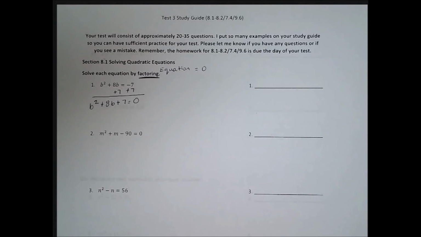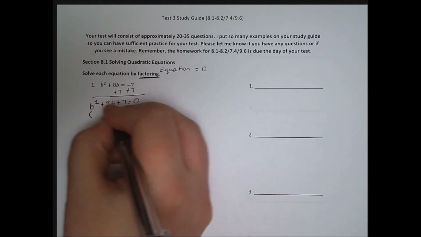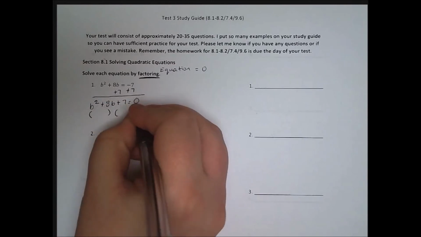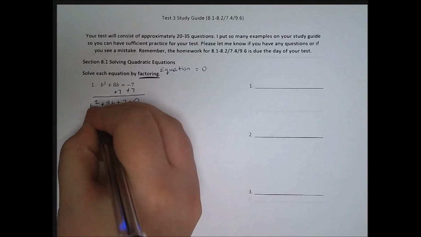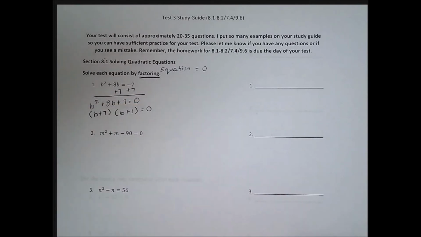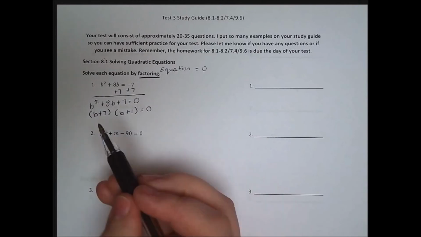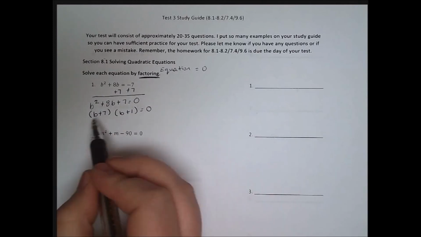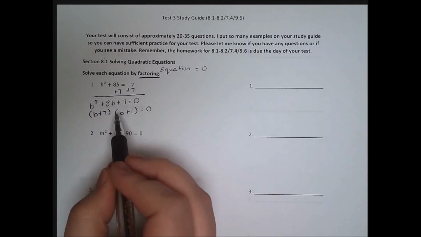So we're going to first factor this trinomial using our AC method. I can do this one in my head, but if you were to draw your X, you would get the same thing. You should get b plus 7, b plus 1. Okay? Now we need to solve this. So we have this binomial here times this binomial here.